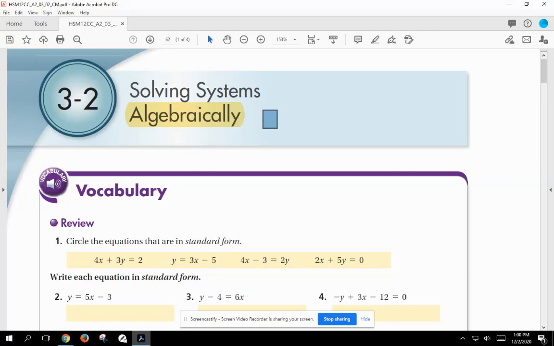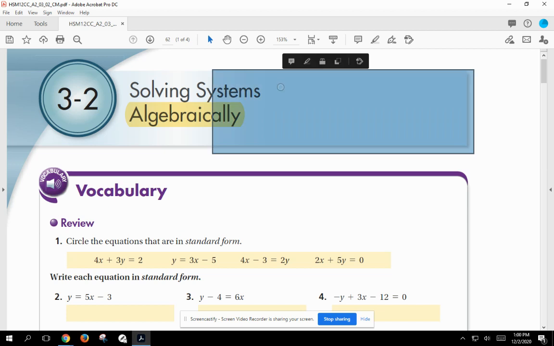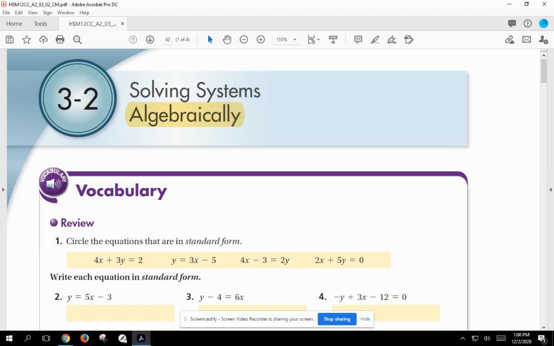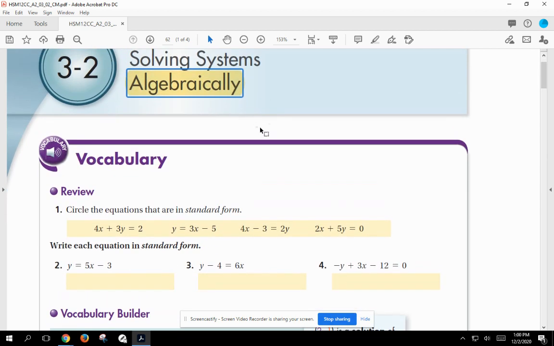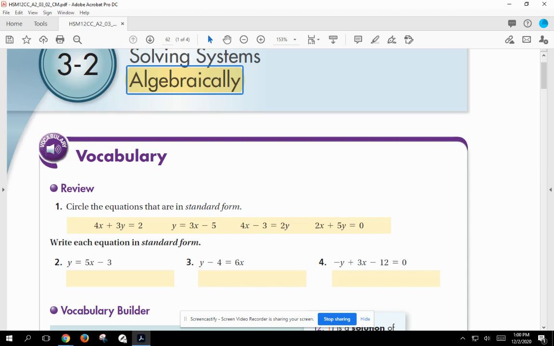Weckesser. I am here to talk to you about how to solve systems by using algebra. Yesterday we did solving systems by graphing, and now we're going to solve it by using algebra.